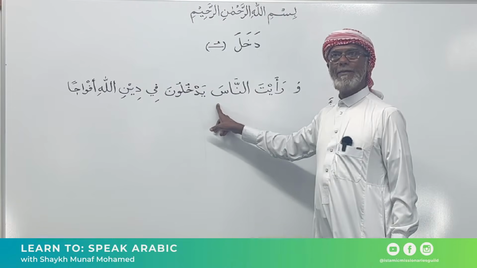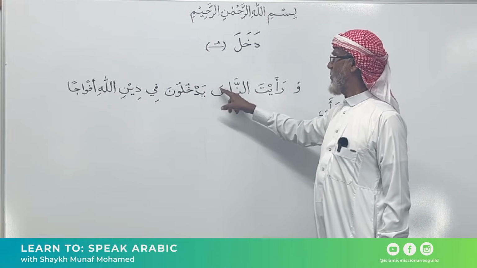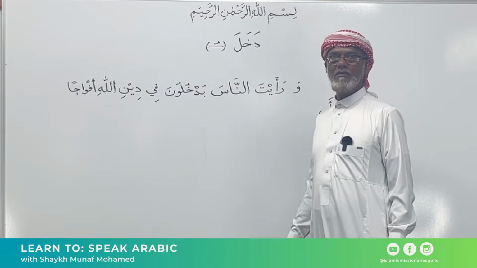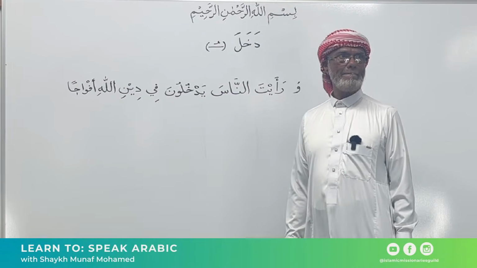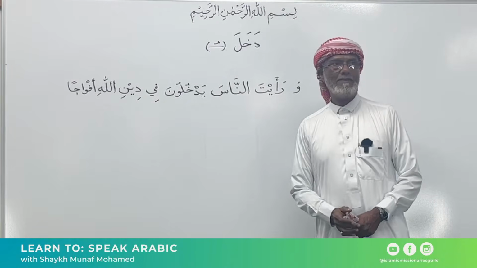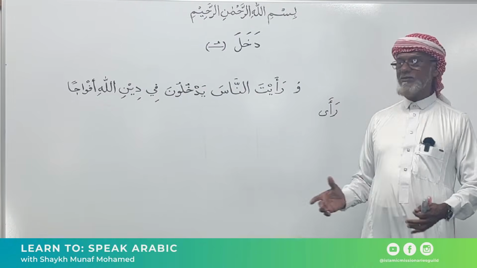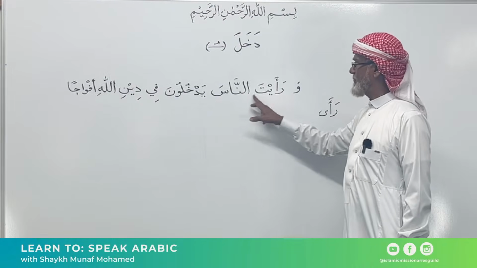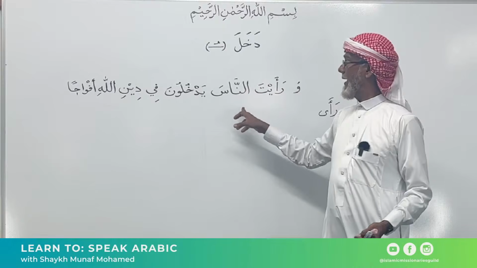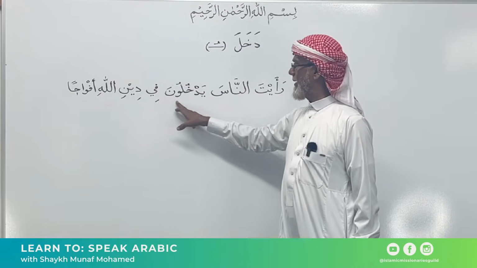An-nasa, mankind. And you notice also, an-nasa, why is it in the accusative case? Why is there a fatha on the sin and not a dhamma or a kesra? Because it is the object of this verb. And you see, what do you see? An-nas. All right?